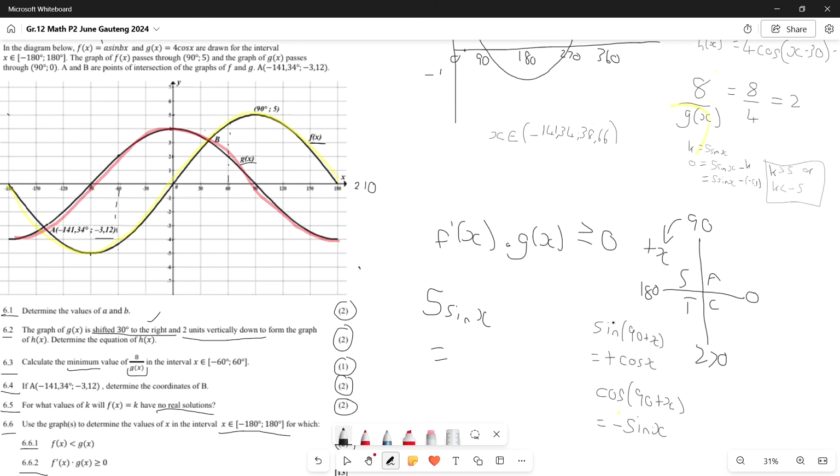So quite different, not something we're usually exposed to, but that means for this 5 sine x, if we're doing the cofunction of our f of x over here, it's going to become sine of 90 plus x, which becomes positive cos x.